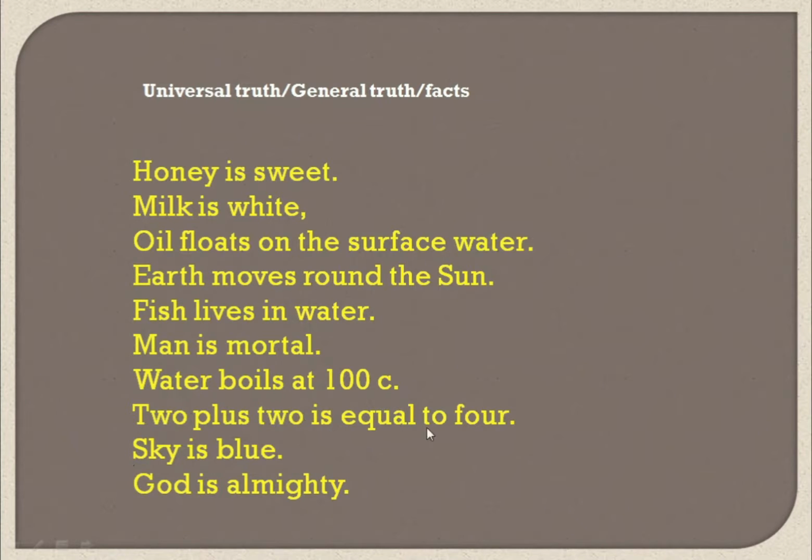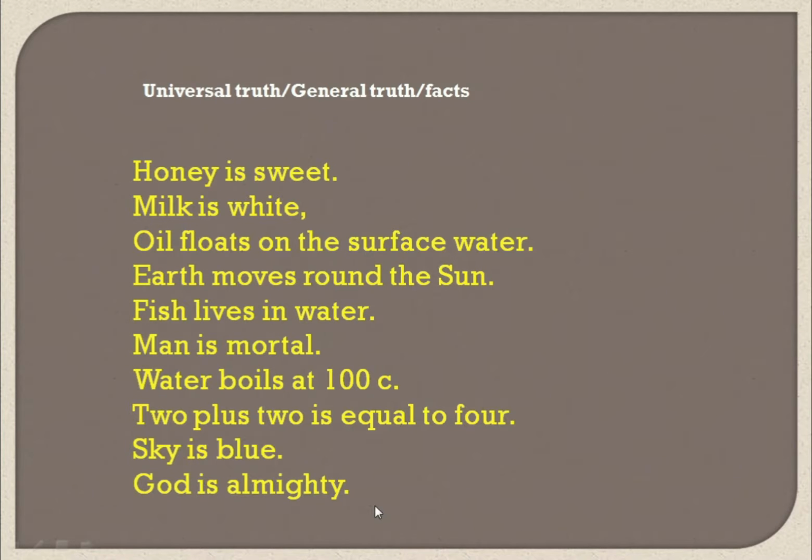2 plus 2 is equal to 4. 2 plus 2 cannot be 5. So 2 plus 2 is equal to 4. This is also a general truth. Sky is blue. The color of the sky is blue. It looks blue all the time. Therefore, this is also a general truth.